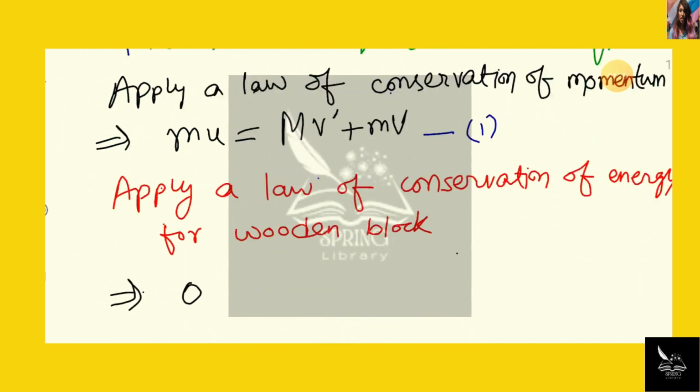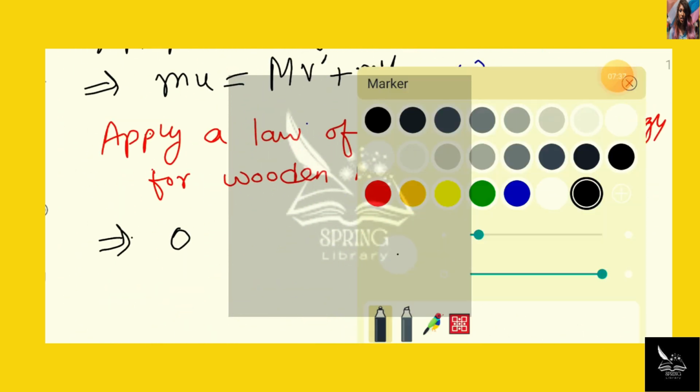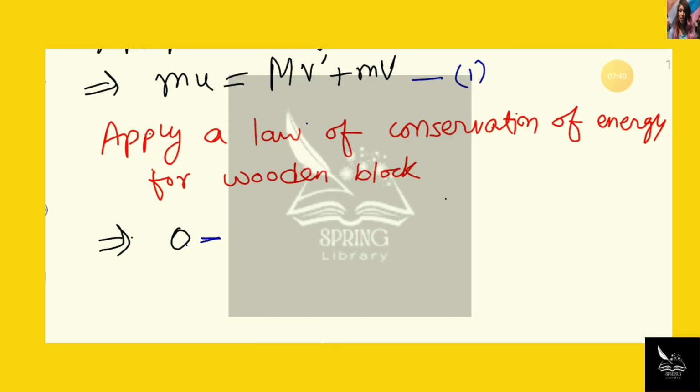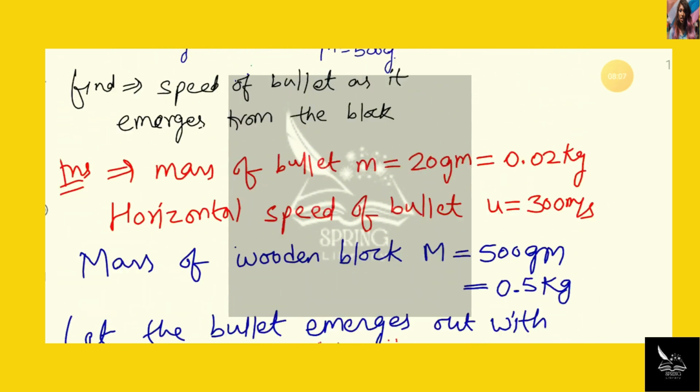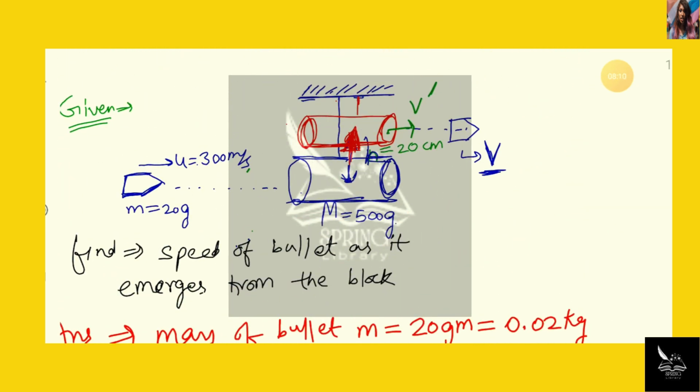So initial kinetic energy is 0 minus final kinetic energy, that is half m v dash square, is equal to the change in kinetic energy, which is equal to minus potential energy. So that means minus m g h, where h is the vertical displacement, which I already wrote in the figure, that is h is equal to 20 centimeter.